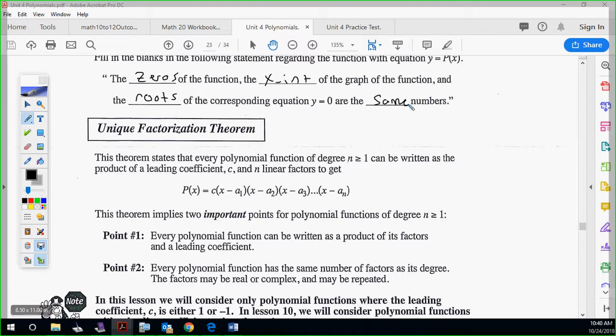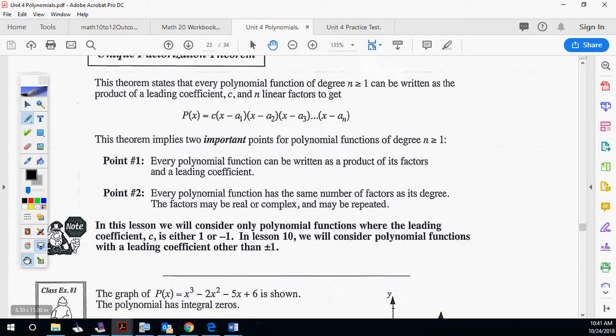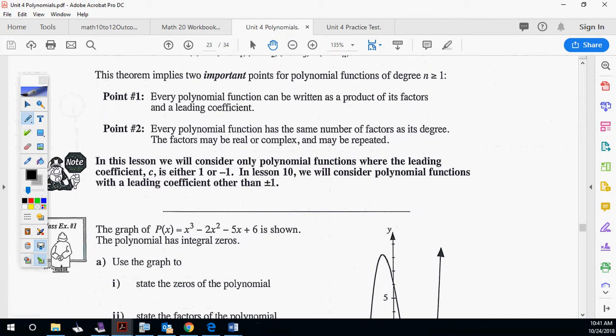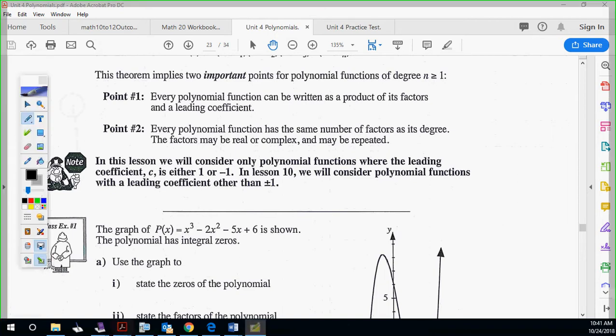This theorem implies 2 important points for a polynomial function of degree n greater than 1. Point 1: every polynomial function can be written as a product of its factors and leading coefficient. Every polynomial function has the same number of factors as its degree. The factors may be real or complex. That's important to know because if you're saying, well, wait, not everything's factorable, you're right. If you have a cubic, that doesn't mean you have 3 x-intercepts. It means you can have 3.